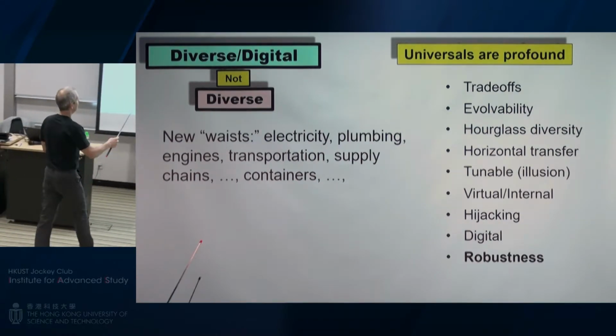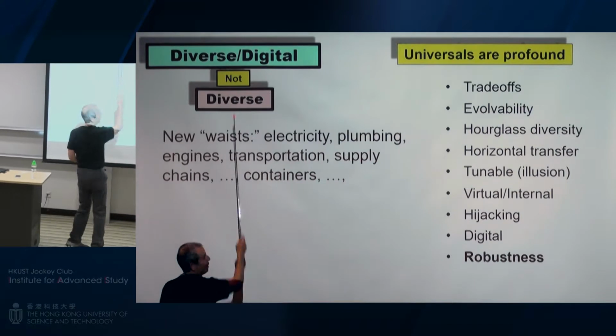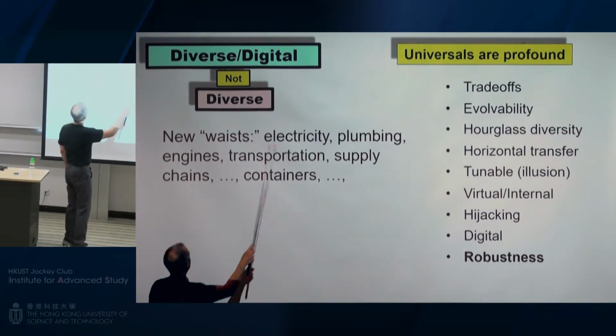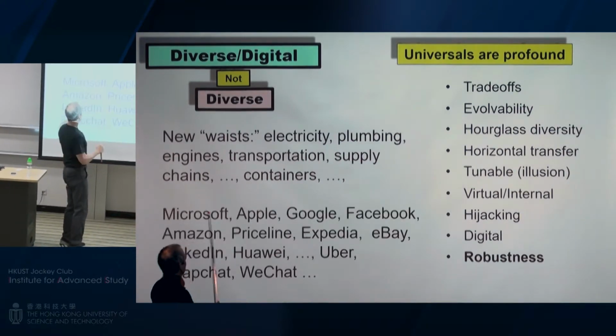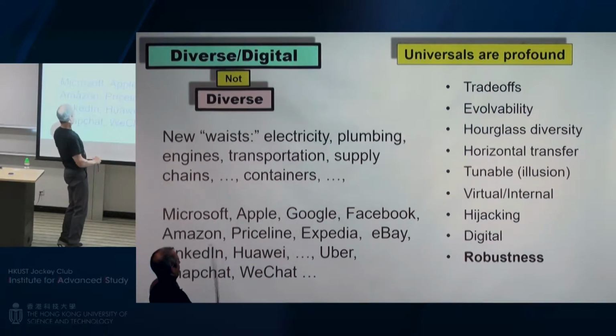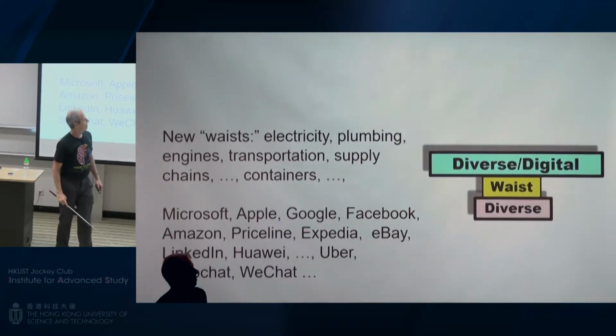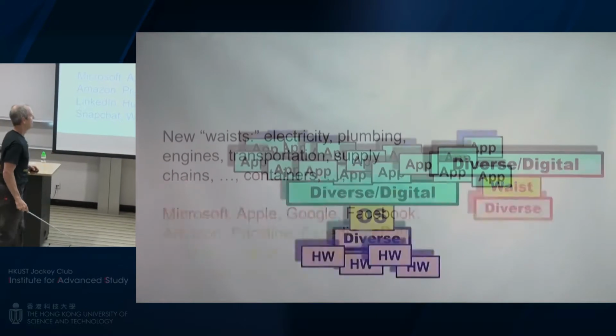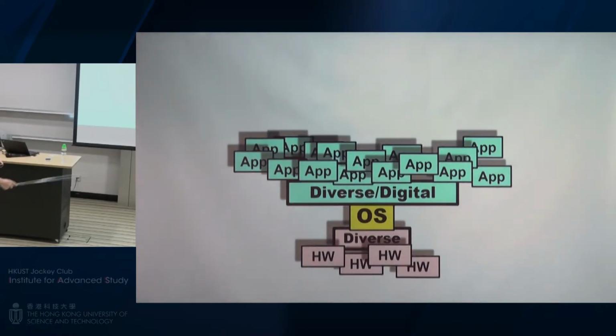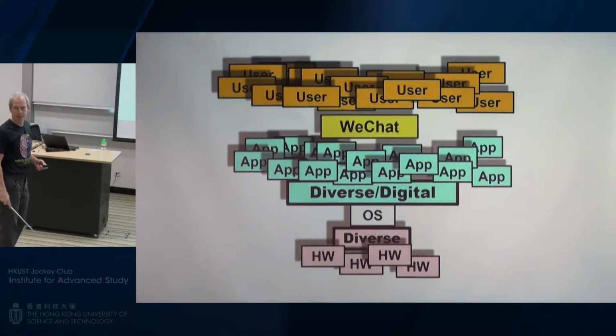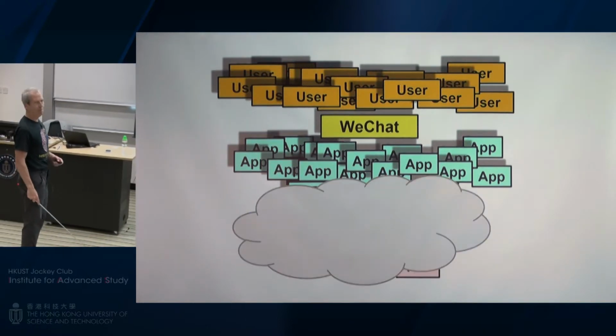All these things are new waists. This is what I call the waist of an hourglass. Electricity, plumbing, engines, all these things. But all these are too. Google, Facebook, Amazon, all these are new waists. We could spend a lot of time on that. But here's again an example, the operating system. Then you put WeChat on top of it, right? And then this doesn't matter.